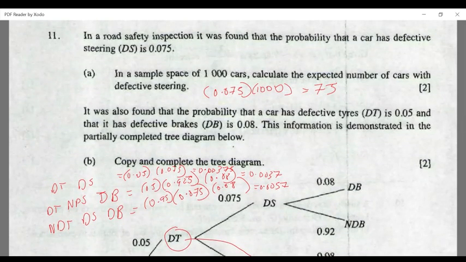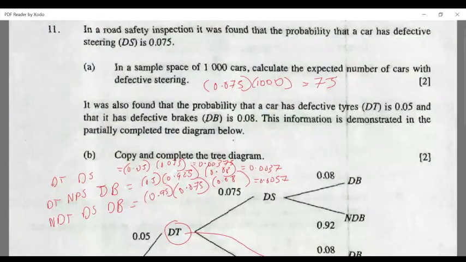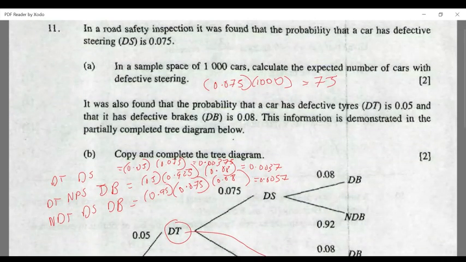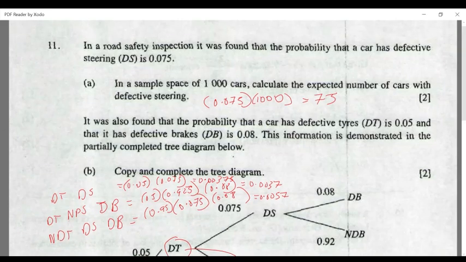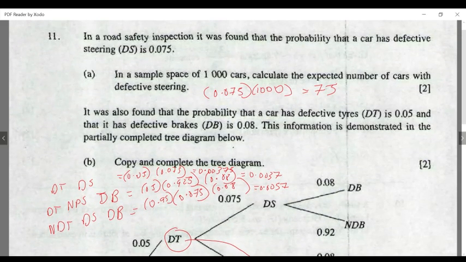So in a road safety inspection, it was found that the probability that a car's defective steering is 0.075. In a sample space of 1,000 cars, calculate the expected number of cars with defective steering. So at this point, it's probability. It's something you should have learned through your math curriculum. So the probability that a car's defective steering is 0.075. You just multiply 0.075 with 1,000, and that gives you 75.